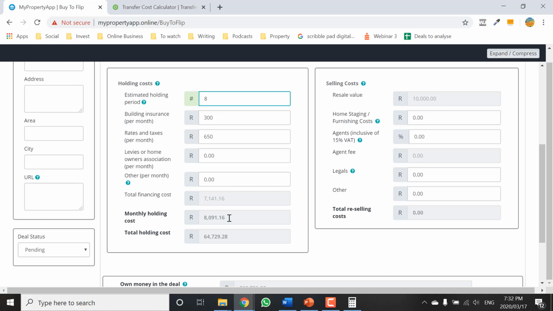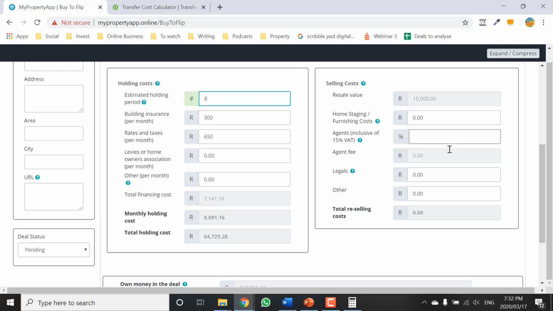So your monthly holding cost is about 8,000. That's 300 for insurance, 650 for rates and taxes, and then you've got 7,000 in terms of financing costs. So every month for the next 8 months, you're going to have to pay 8,000 Rand into this deal, which totals about 65,000.